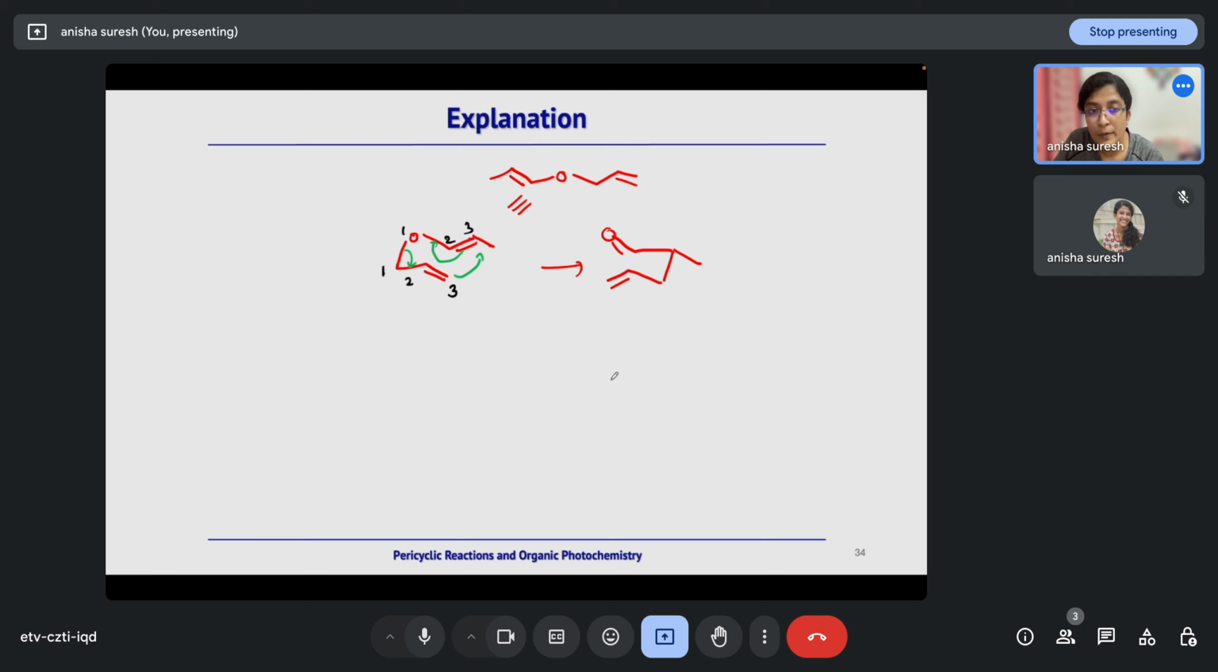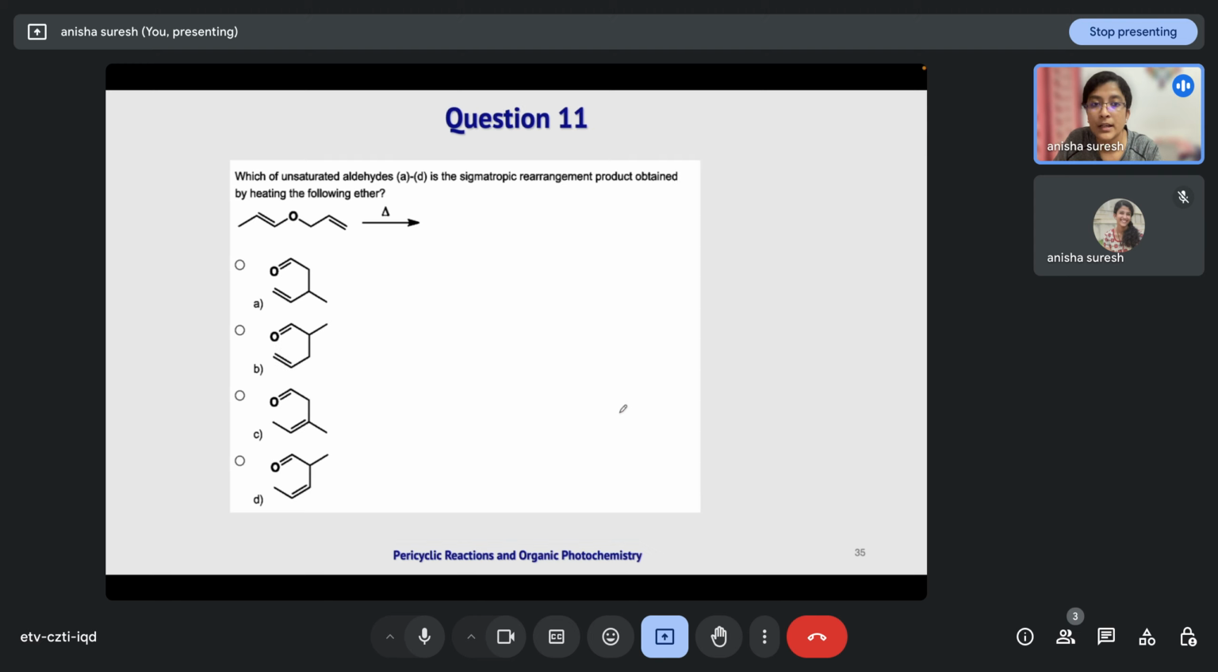Or if we draw it like this, sorry, 1, 2, 3, 4, 5, 6. CH2. This is the unsaturated aldehyde that will be forming. So the correct answer will be option B. Right?